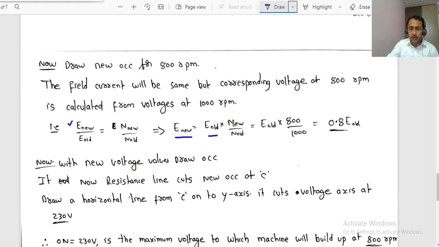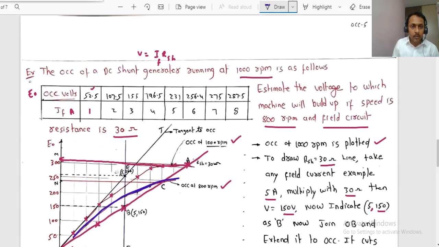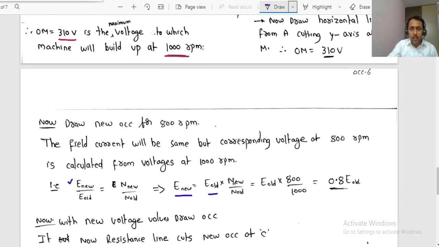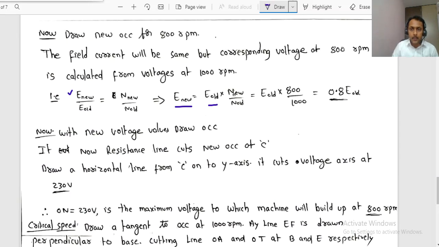If you take any particular voltage value from the OCC data given, for example for 52.5, what will be the new voltage value? You can calculate for 52.5. It is around 0.8 times the old value. Our new value will simply be 0.8 times the old value. Now, using those new voltages, draw the OCC.